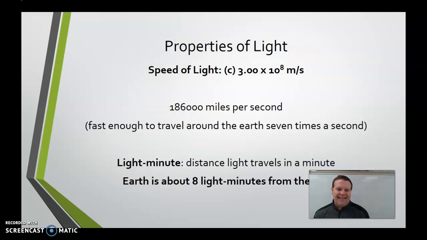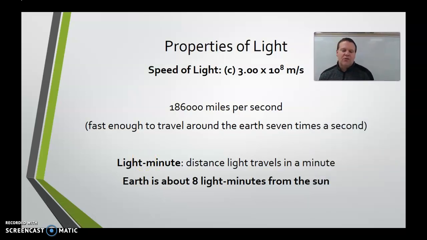Sometimes we refer to things as a light minute, the distance light travels in a minute. And for the sun to the earth, that's about 8 light minutes. Okay? So it takes light 8 minutes to get from the sun to the earth. So obviously it's a long way, but for light it moves really, really fast.